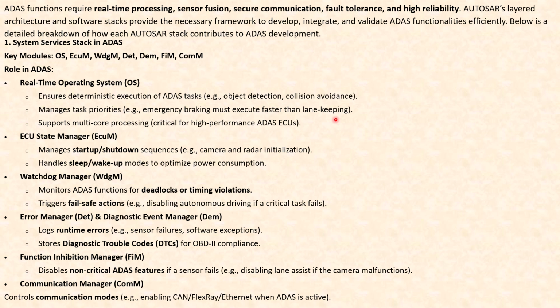Next comes the error manager and diagnostic event manager. This is the most important thing, which logs the runtime errors. For example, sensor failures and software exceptions. Everybody knows the importance of sensors in ADAS. So if there is any sensor failure, those errors are immediately logged in the diagnostic event manager. It also stores diagnostic trouble codes for OBD compliance. So even in ADAS there is something called a diagnostic trouble code, which is clearly stored by the OBD.